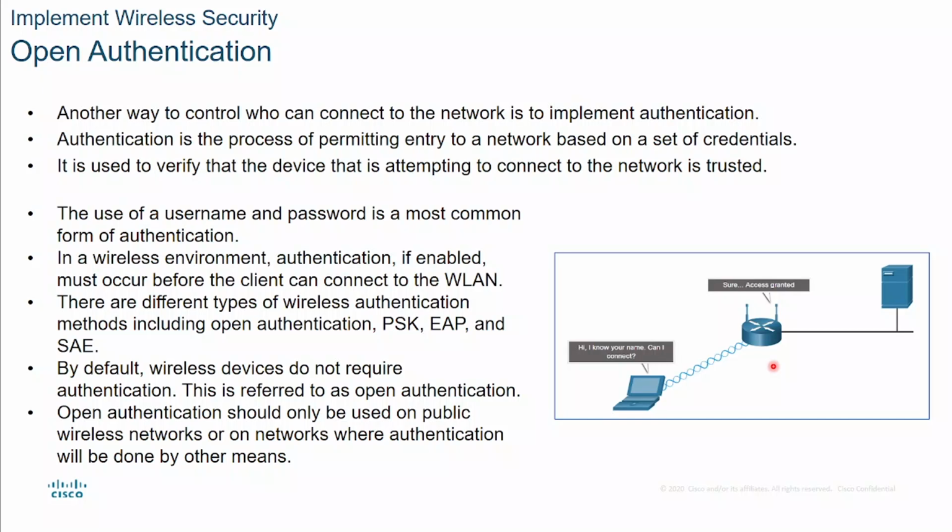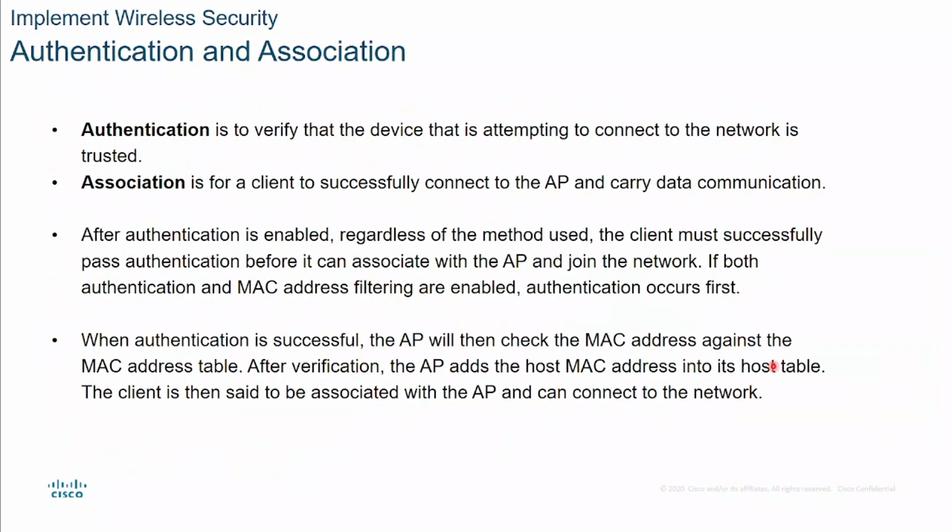So in a wireless environment, authentication, if enabled, must occur before the client can connect to the WLAN. There are different types of wireless authentication: PSK, EAP, and SAE. By default, wireless devices do not require authentication. This is referred to as open authentication. Open authentication should only be used on public wireless networks, or on networks where authentication will be done by other means.